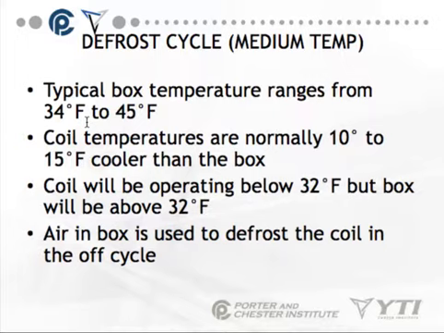Okay, defrost cycles we've already talked about a little bit, but this is just a review. On a medium temperature unit, the typical box temperature ranges from 34 to 45 degrees. Coil temperatures are normally 10 to 15 degrees cooler than the box temperature. The coil will operate below 32 degrees, but the box will be above. Air in the box itself, or the cooler box, we're just talking controlled space, is used to defrost the coil on the off cycle.